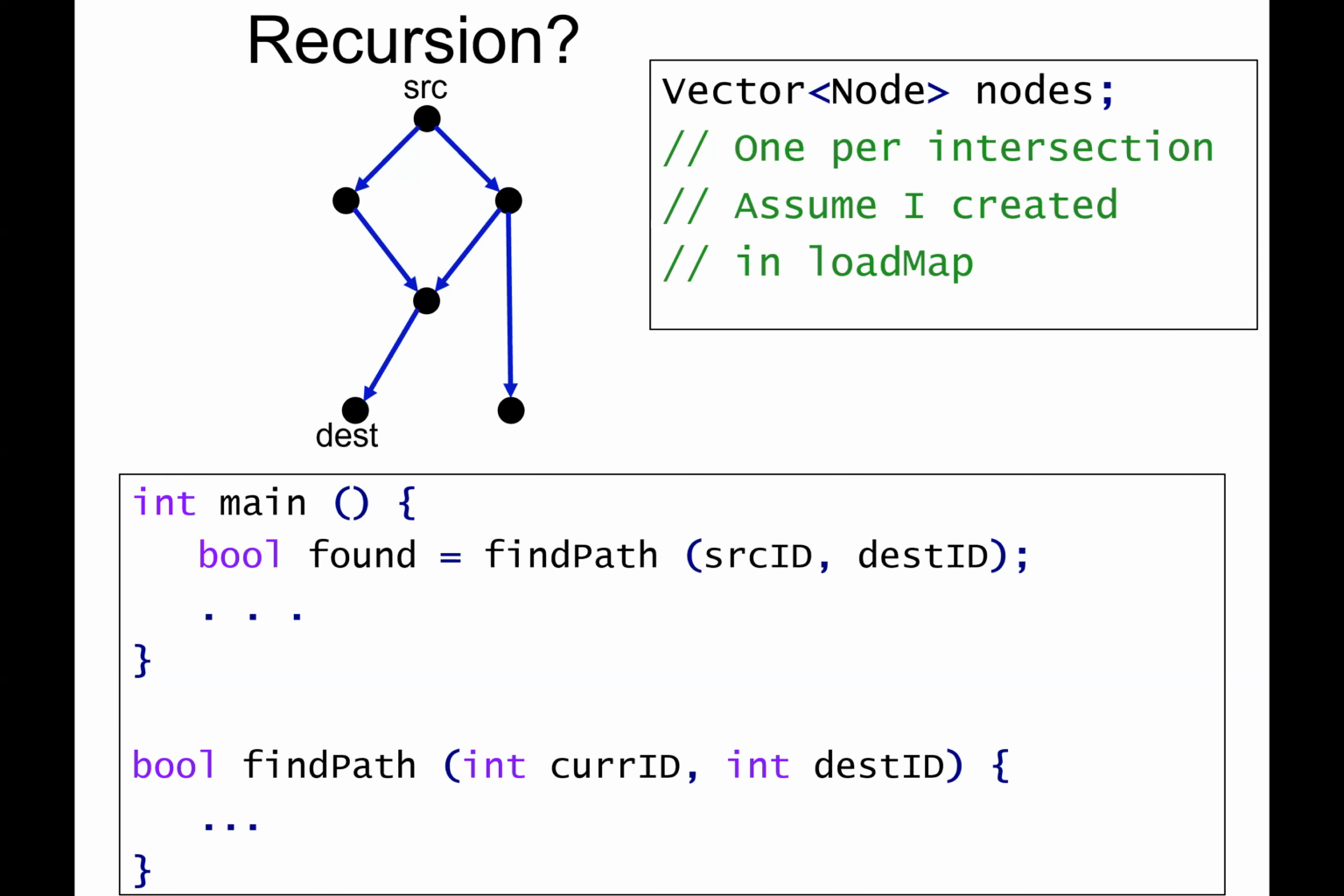So I'm trying to go from the source to the destination in this little graph. Our nodes are going to be intersections, our edges are going to be street segments. So we've got some source intersection, some destination intersection, and we're trying to find a path between them. Remember, the way we're going to encode a path is we're going to list all the street segments. But before we can list them all, we need to find a path.